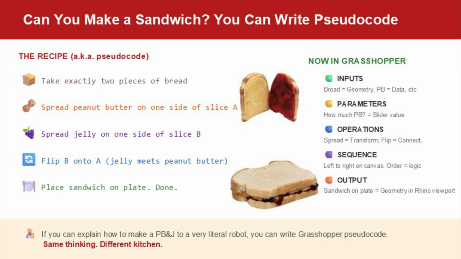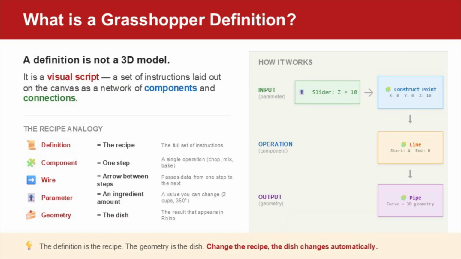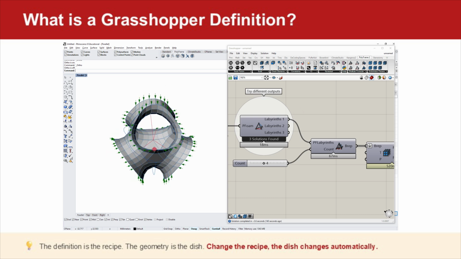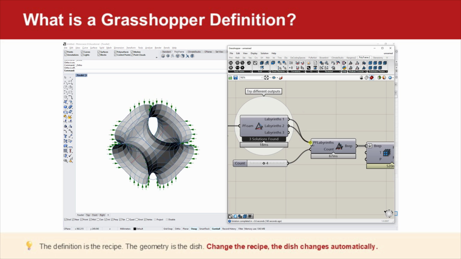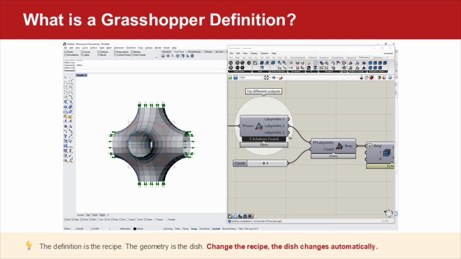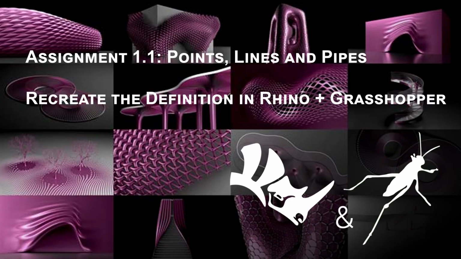be building together today. Think of it like the preview in a cooking show, right? The file that we create in Grasshopper is called a definition. You will hear me use that word a lot. A definition is not a 3D model. It is a visual script created in Grasshopper that has a set of instructions laid out on canvas as a network of components and connections. The definition describes how to generate geometry or any type of data. The geometry itself or data itself lives in the Rhino viewport. So the definition is the recipe and the geometry is the dish.